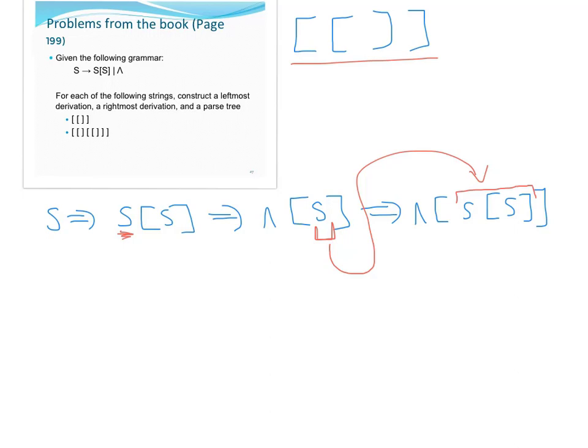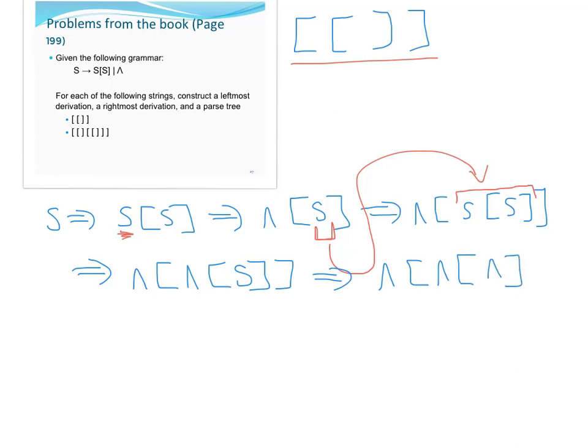Okay, and now we're doing a leftmost derivation, and I think if I just replace everything with lambda, we're good. I just need to make sure I do it in the right order since we're doing a leftmost derivation. So that goes to lambda bracket. We'll replace that S with a lambda bracket S bracket bracket, which goes to lambda bracket, lambda bracket, lambda bracket bracket. So there's our leftmost derivation.